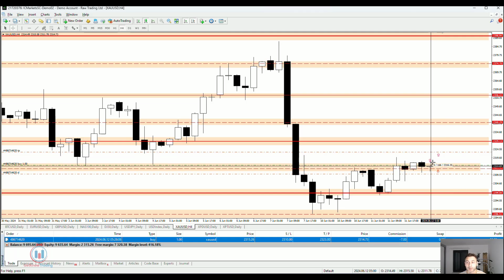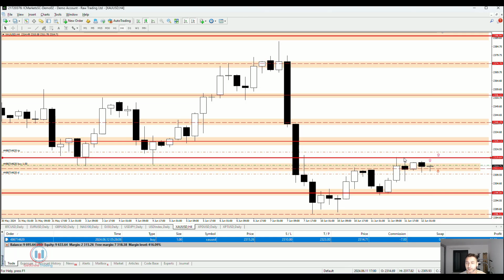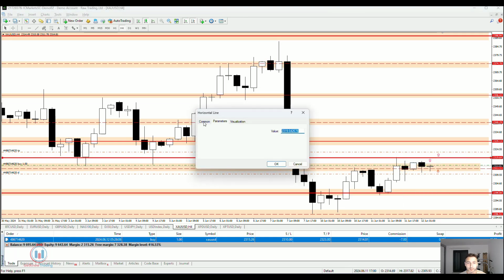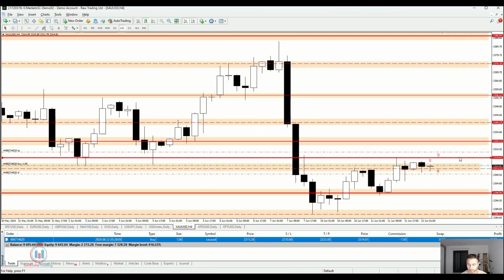But then when the price reaches this area here, just a minute, I will put one line here. Okay, let's put this one as an array. Oh, sorry, I made a mistake, not horizontal. I need this trend line.